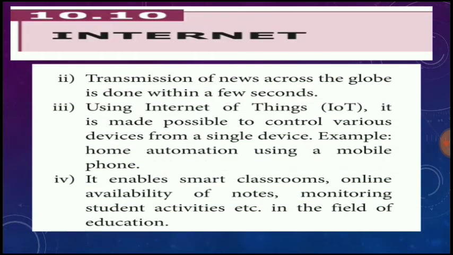And the next, the internet. The transmission of news across the globe is done within a few seconds using the Internet of Things. It makes it possible to control varied devices from a single device. Example, home automation using mobile phones. At the same time, it has enabled smart classrooms, online availability of notes, and monitoring students' activities, etc., in the field of education. So these are some things on the internet. Under the internet, 2 marks and 3 marks questions will come.